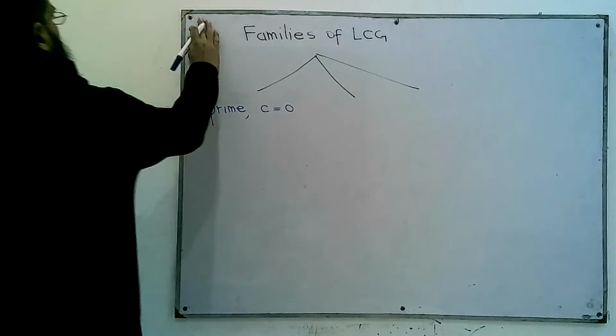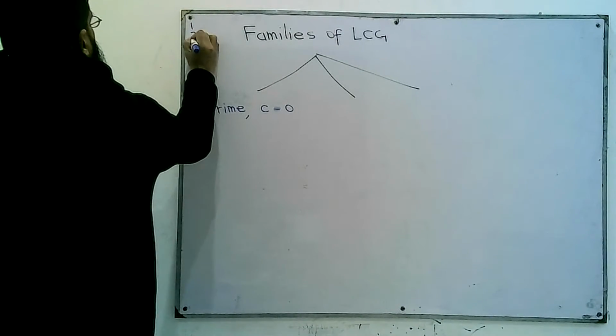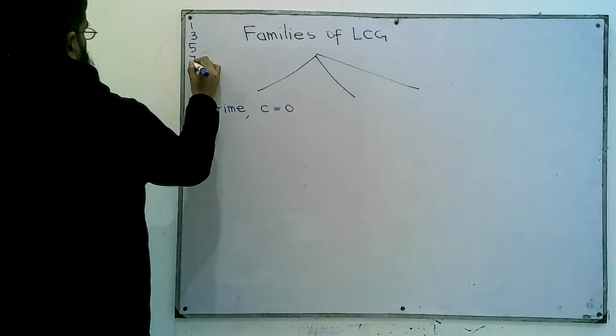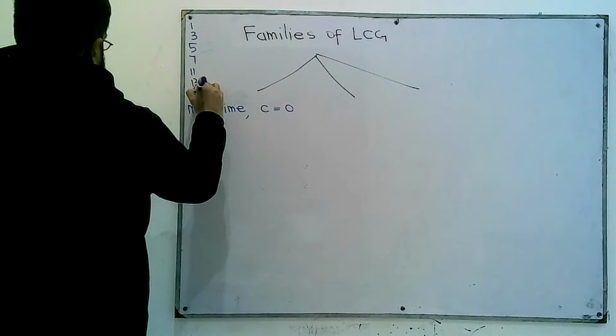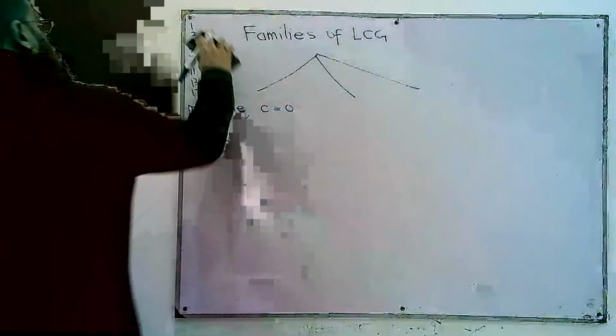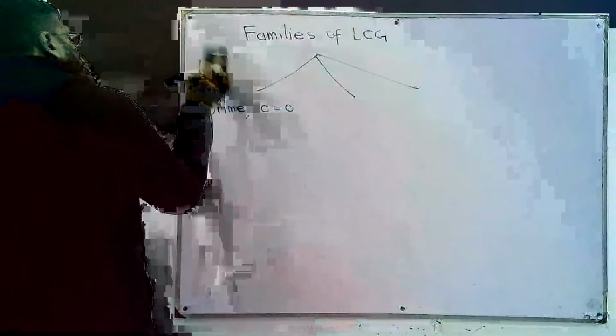What are prime numbers? They are only divided by themselves or by 1. 1, 3, 5, 7, 9 is not prime, 11, 13, 15 is not prime, 17. Okay? So these are prime numbers, we study them in school.